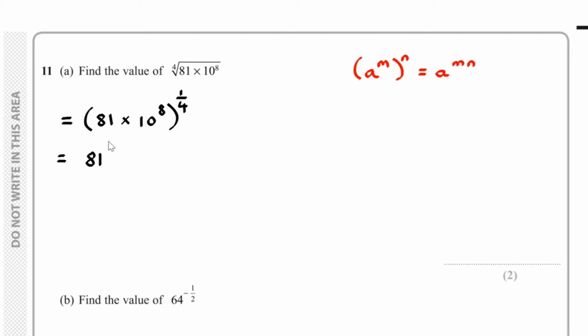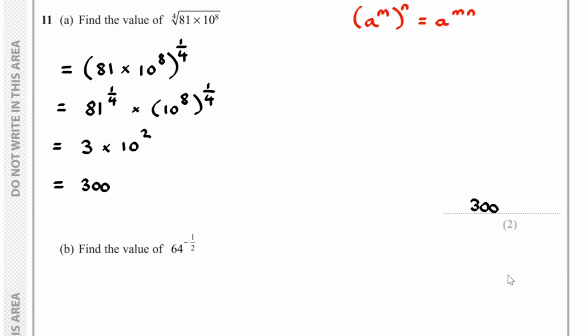So I've got 81 to the power of 1/4 multiplied by 10 to the power of 8 to the power of 1/4. 81 to the quarter is 3, and then here I multiply the powers according to this rule, leaving me with 10 to the power of 2. 3 times 10 to the power of 2 is 300. I end up with 300.